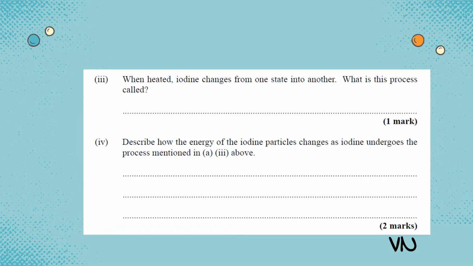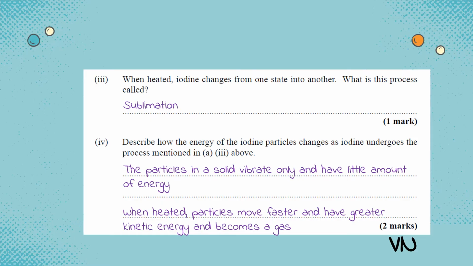Part 3 of the question says, when heated, iodine changes from one state into another. What is this process called? That is going to be sublimation. And you're asked to describe how the energy of the iodine particles changes as iodine undergoes sublimation. So when the iodine particles are in the solid state, the particles vibrate only and have a very little amount of energy. And when they change into the gaseous state, the particles will move faster and have a greater amount of kinetic energy.